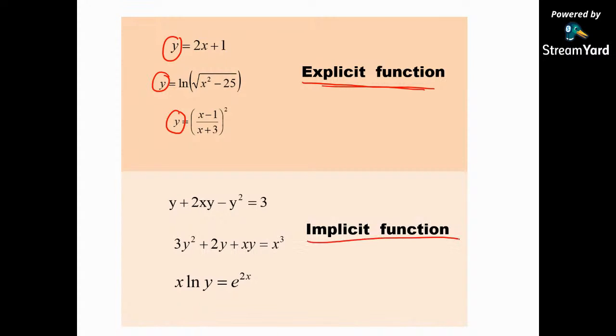For implicit differentiation, it simply means that I cannot write down y as my subject. So for example, over here, we cannot have y as the subject because we still have something in terms of y. So we cannot have y as the subject for each of these, and so we cannot differentiate them directly just like what we did in explicit.